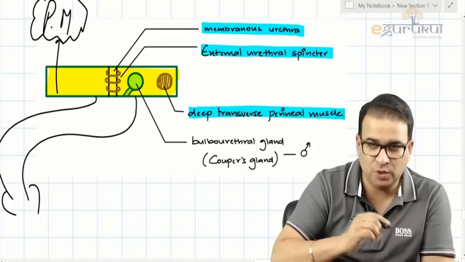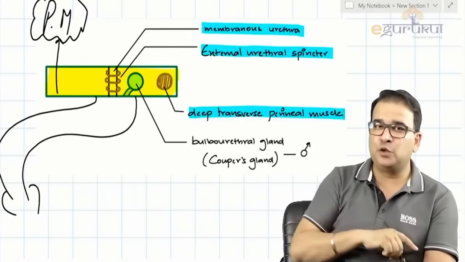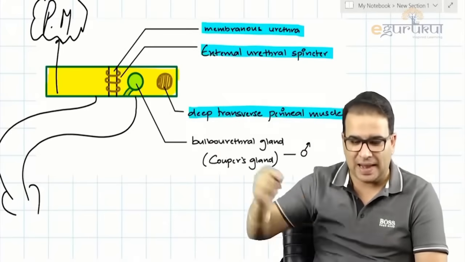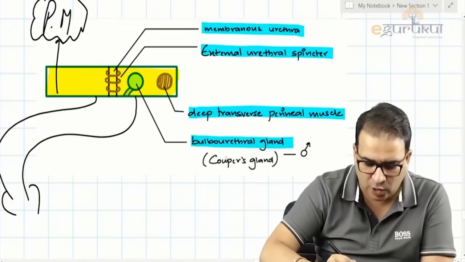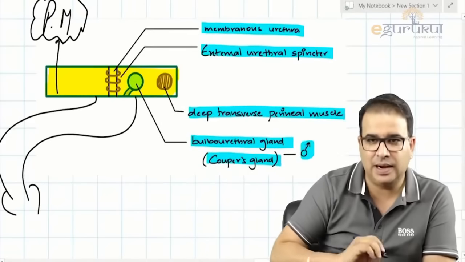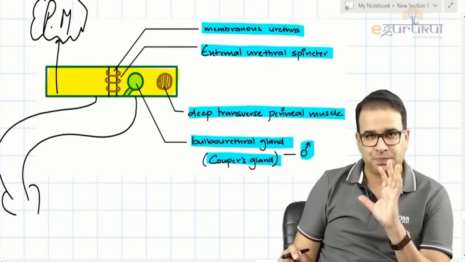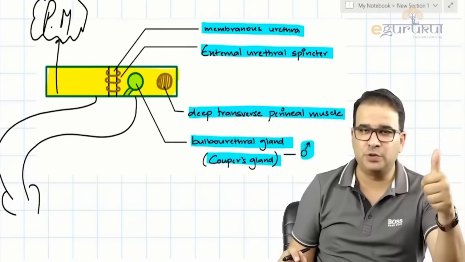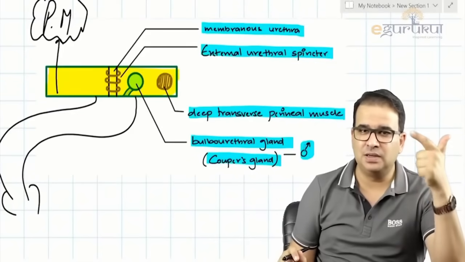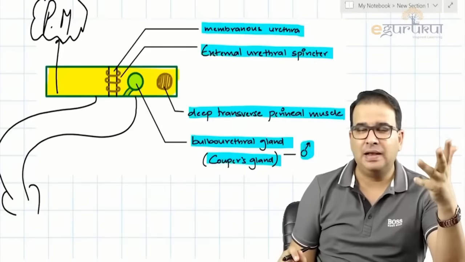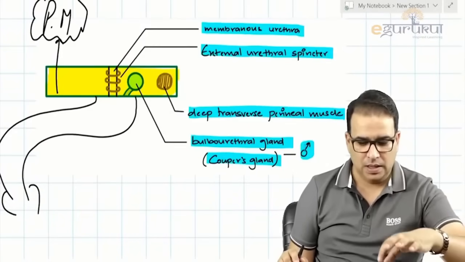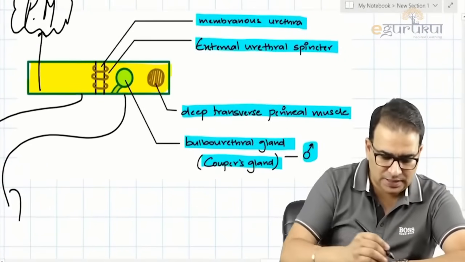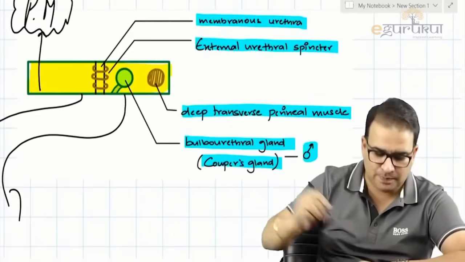Bartholin's gland, I told you, was a content of superficial pouch in female. In male, the gland is what? Bulbourethral gland, also called Cowper's gland. And that Cowper's gland is a content of what? The deep pouch. First of all, remember these four contents: membranous urethra, external urethral sphincter, bulbourethral gland, and deep transverse perineal muscle.